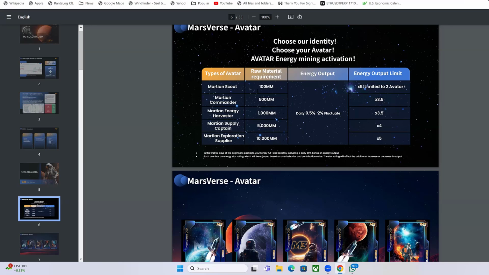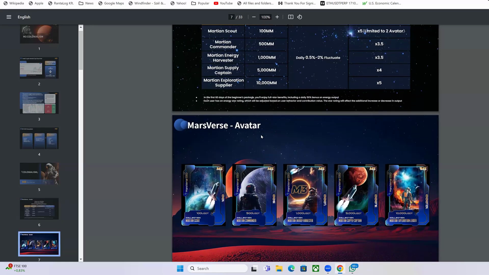You can see the 100 avatar has 5 times. So when it reaches the 500 exit value, which in this world we call the energy output limit, it stops producing more. The 1,000 or 500 avatar has a 3.5 times exit value energy output, the 5,000 has 4 times energy output, and the 10K has 5 times energy output. This is important to understand how this part comes together, because you purchase an avatar and every day you have the energy output between 0.5 and 2% on a daily basis. And out of this, let me go to this slide.